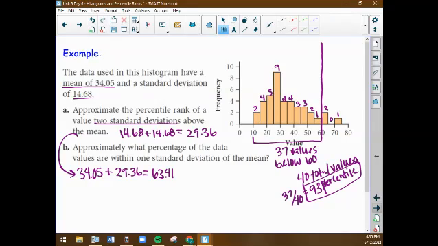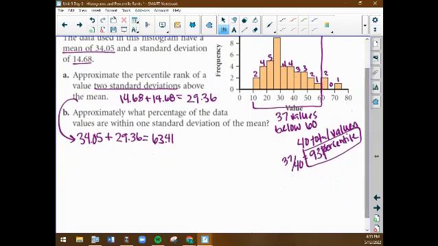How many scores are below that? There are 37 scores below that score. I keep thinking scores, but that's not the context. So, in this context, there are 37 data values below that value.